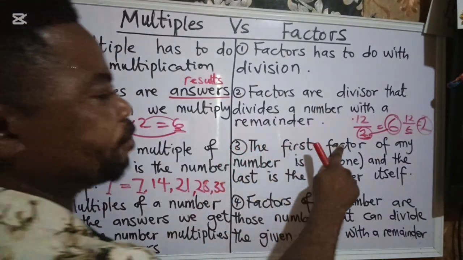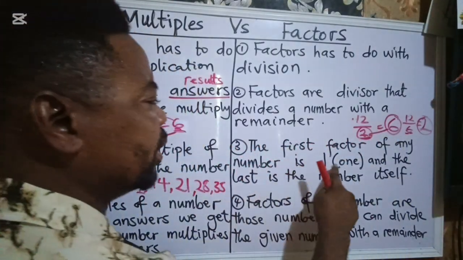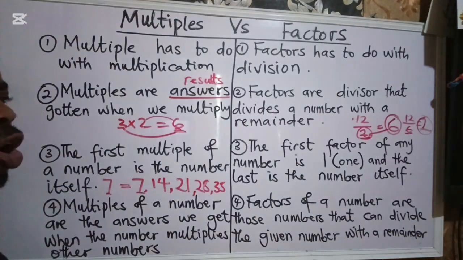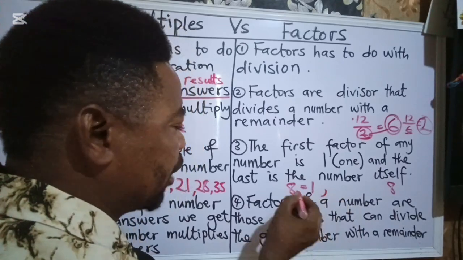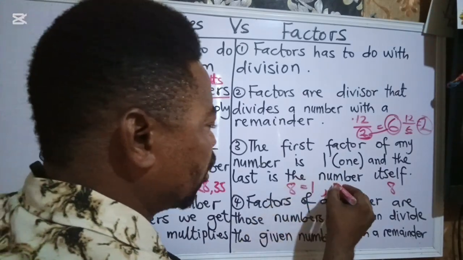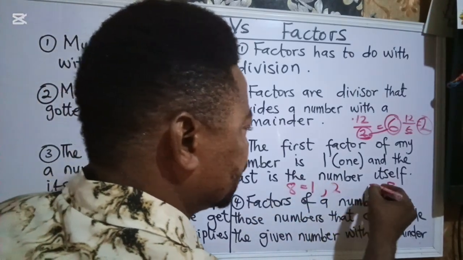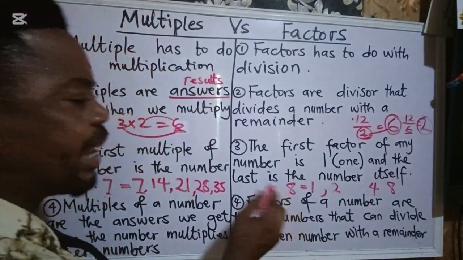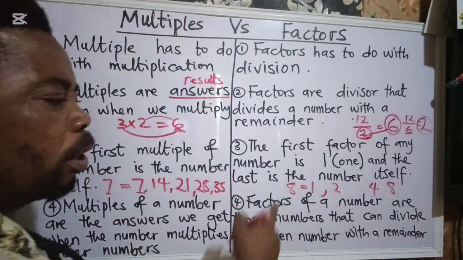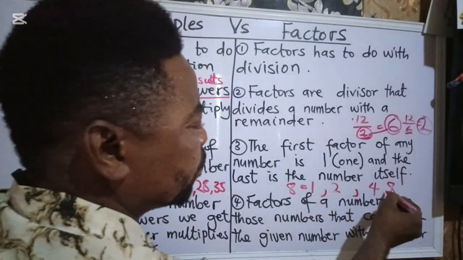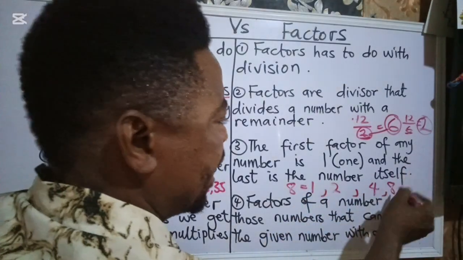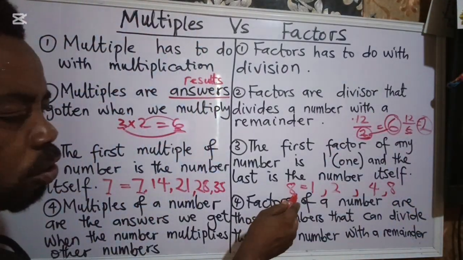So the first factor of any number at all is 1. The first factor of 8 is 1. Let us list all the factors of 8. If 2 divides 8, it gives us 4. 3 cannot divide 8. We want to use 4. 4 is already here. That means we are done. So we have 1, 2, 4, 8 as the factors of 8.